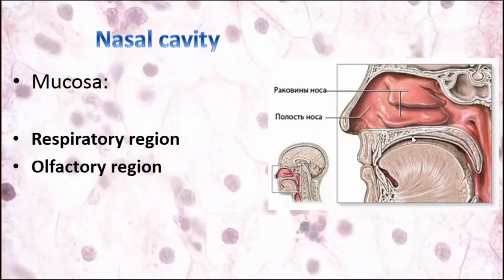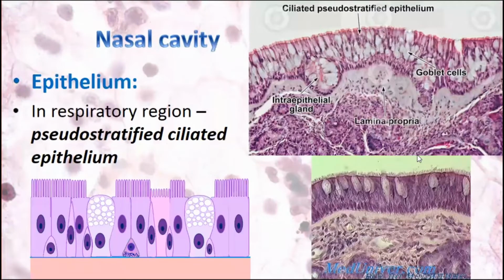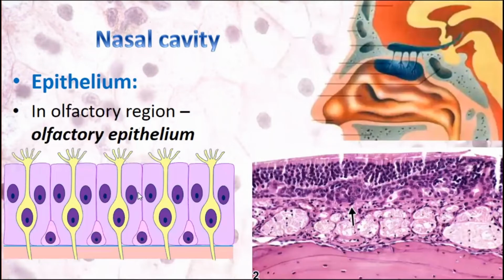And there are two regions, respiratory and olfactory region, and they have differences in their covering epithelia. In respiratory region, we have pseudostratified ciliated epithelium, that epithelium which we already know, with goblet cells which produce mucus, and this epithelium provides protective function, it provides mucociliary clearance. And in the olfactory region here, we have special olfactory epithelium which provides sensory function. It provides sense of smell.